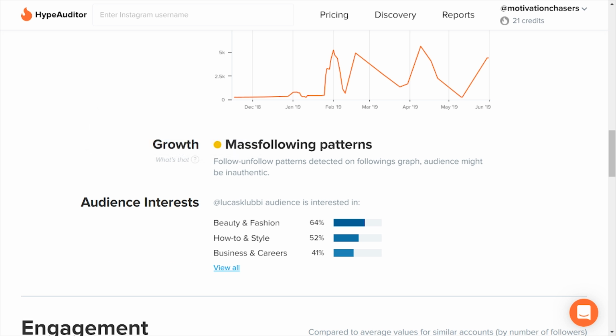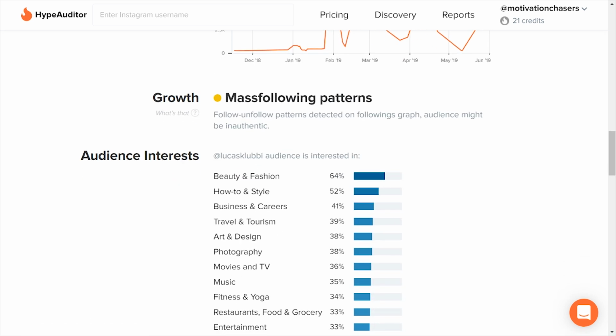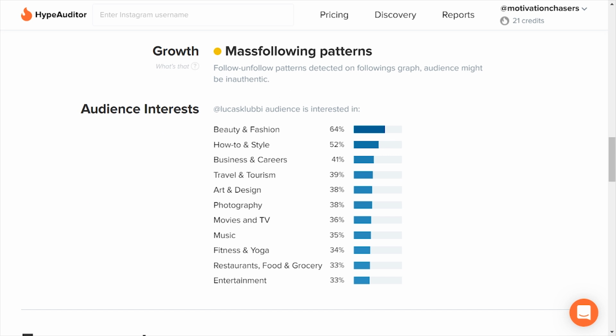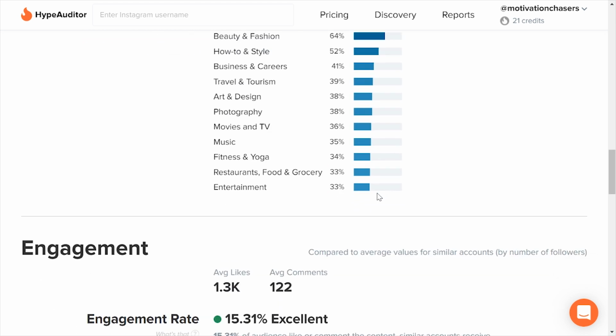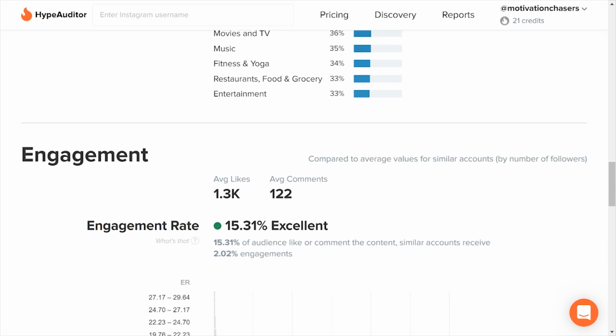Audience interests. Lucas Clubby, audience is interested in beauty and fashion, how to and style, business and careers, travel and tourism, art and design. So this is basically HypeAuditor has gone through all of his followers and looked at what other accounts they're following and what they're engaging with. And now you can have a detailed graph of what your followers are interested in. How cool is that, guys? This is a pretty good tool.